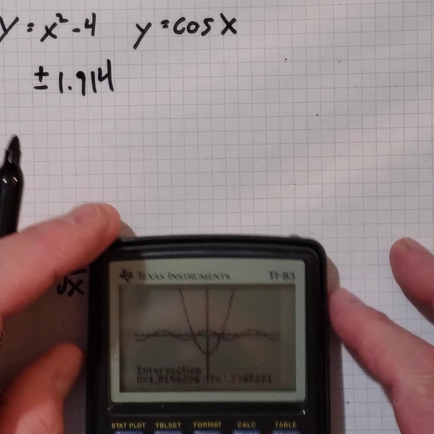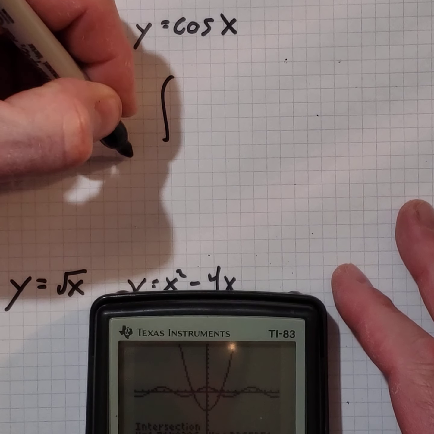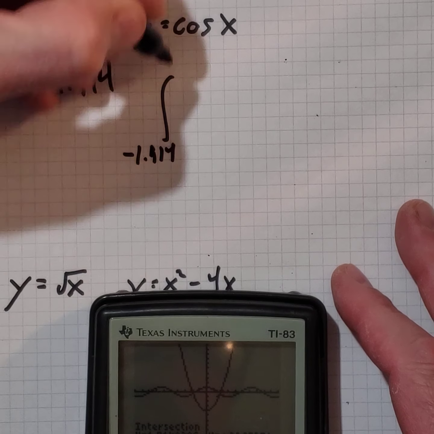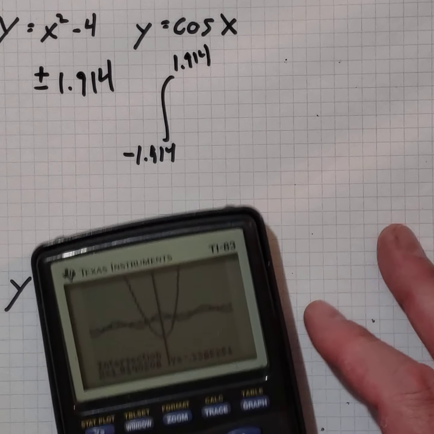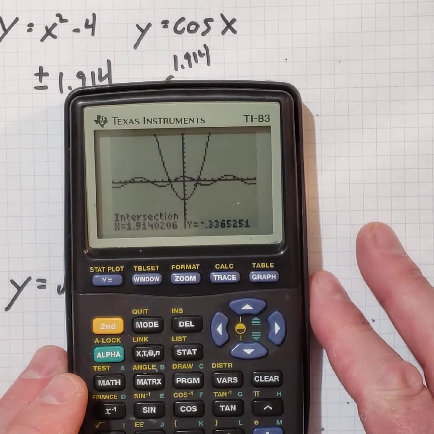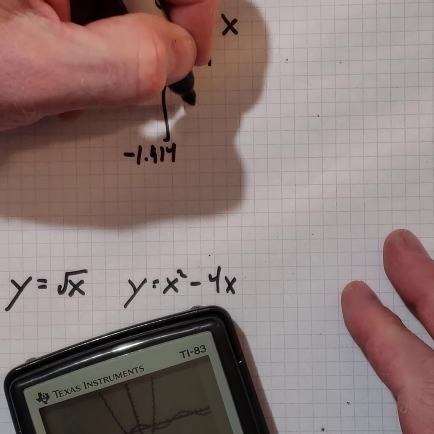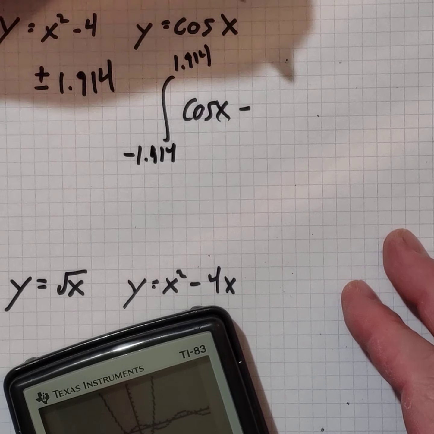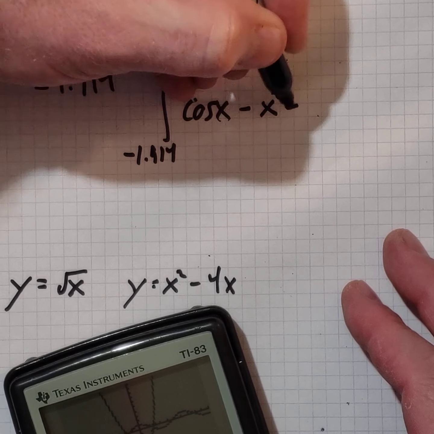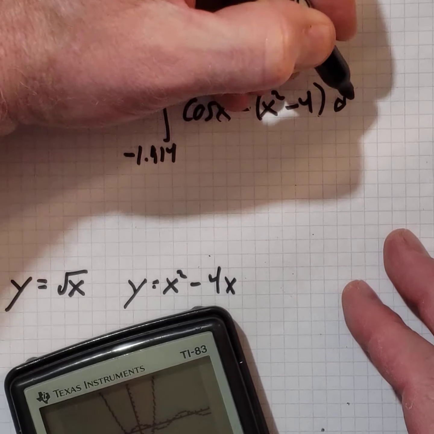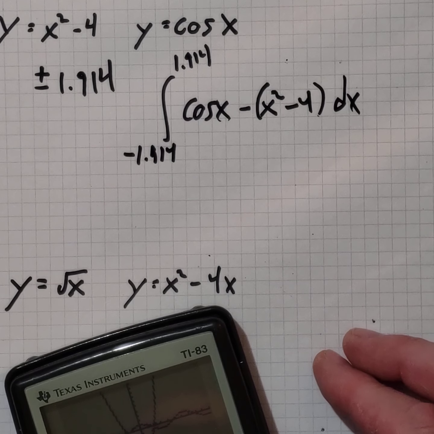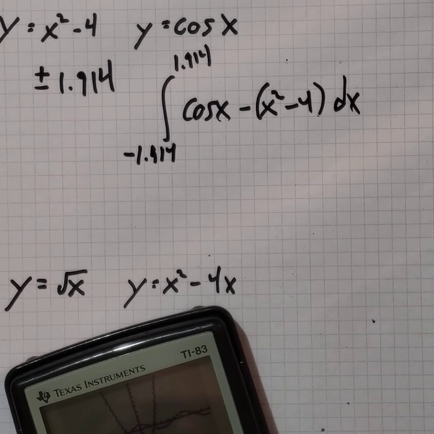So the integral that we're going to set up is going to be the integral from negative 1.914 to positive 1.914 of the top curve, which was the cosine curve, minus the x squared minus 4 curve. Make sure you put parentheses around that or distribute the negative dx. Okay, that's our setup, and that's pretty simple.